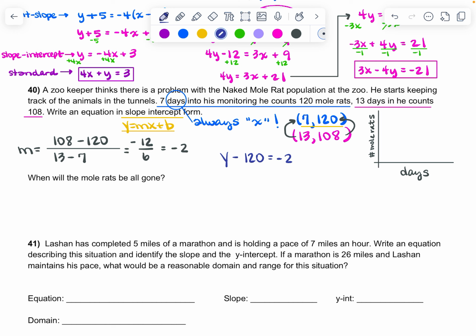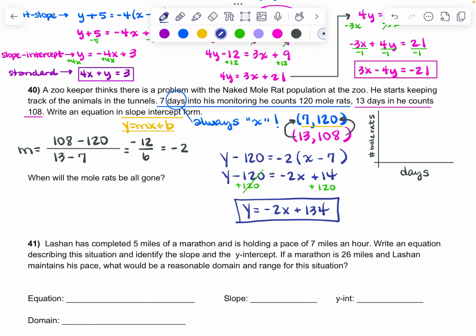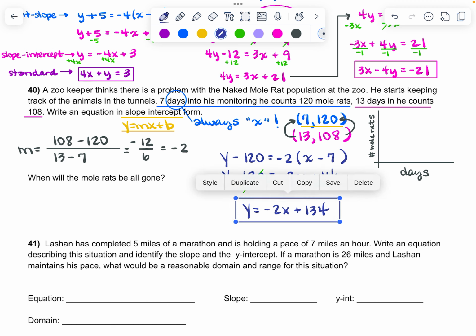Y minus y1, which is 120, equals the m, which we just found out was -2, x minus the x1, which is the 7. And then I need to convert that into y equals mx plus b form. So we're going to distribute the -2, and then we need to add the 120 over to get the y-intercept. Right? And so that's going to give us y equals -2x plus 134. Which means on day 0, they started with 134 mole rats before they started counting their decrease.